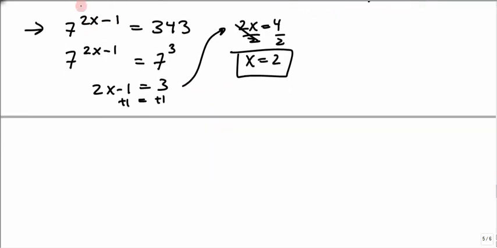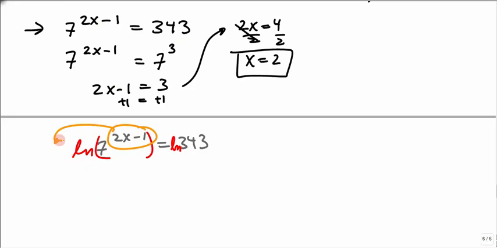However, if you don't see that connection between the 7 and the 343, what I can do is take the natural log of both sides. You could also do the common log. For some reason, I just like to take the natural logs. So we take the natural log of both sides. The reason we do that is so we can pop these variables out front. So I have 2x minus 1, all of that, so I need to make sure I have parentheses, times the ln of 7 equals the ln of 343.